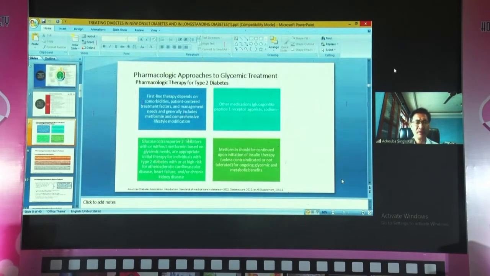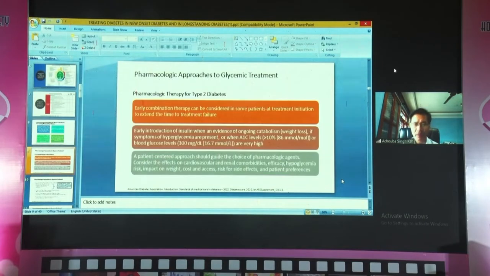So once monotherapy with metformin or some other molecules is not adequate, then insulinization has to be done. The one thing is that when one is contemplating insulin therapy, metformin, if not otherwise contraindicated, should be continued along with insulin for better glycemic and metabolic benefits.